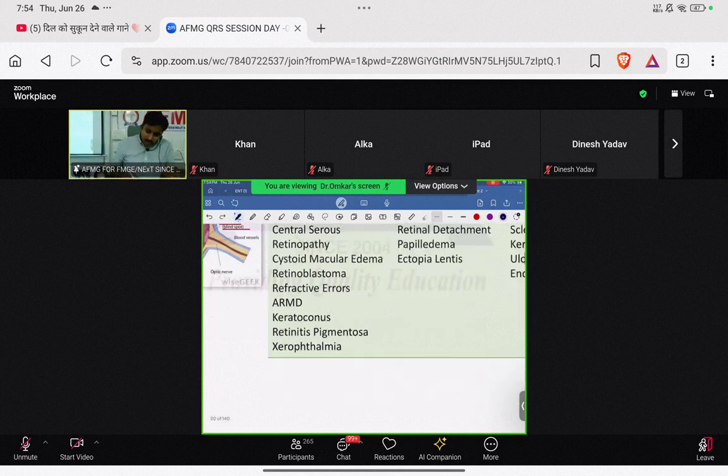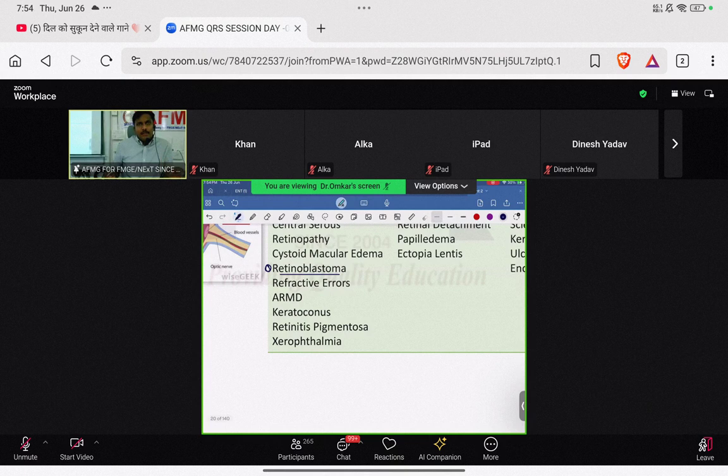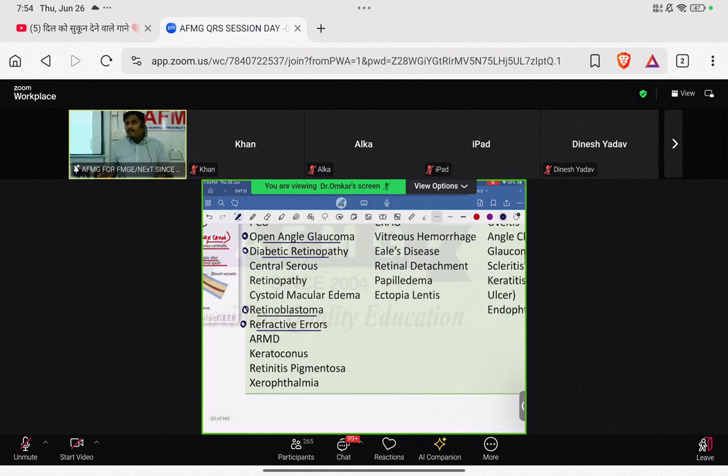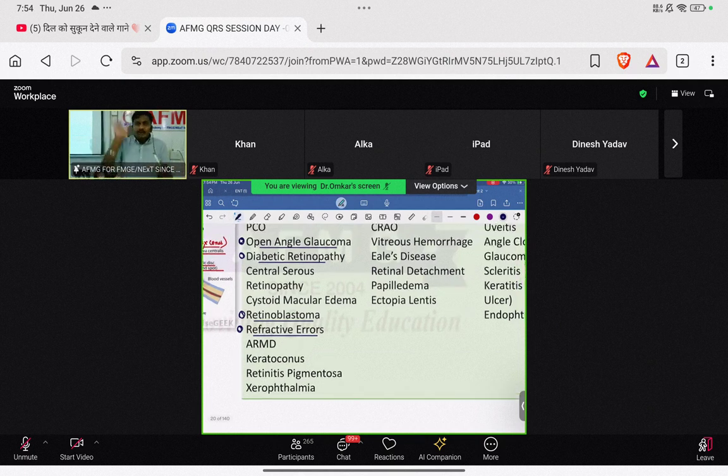Clear so far? Next important, intraocular malignancy, and that is nothing else but retinoblastoma, a malignancy which grows slowly beta, and that's the reason the patient will have gradual painless loss of vision. Retinoblastoma is more common in children or adults? Children. Next will be refractive error. Refractive errors meaning myopia and hypermetropia. So we know in myopia and hypermetropia the power doesn't increase suddenly, so slowly there is loss of vision, that is a gradual painless loss of vision.